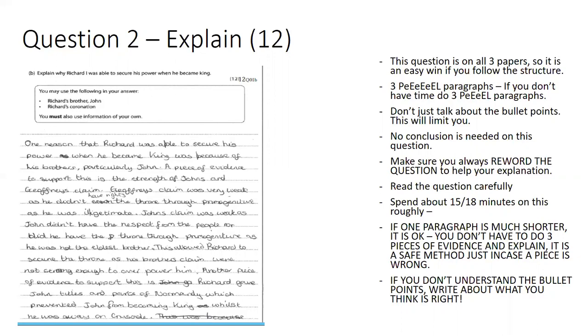Make sure that you're rewording the question to help your explanation, and don't do a conclusion in the explain question. So the question you've got here is a rough example of 1 paragraph of the 12 marker. If you see in the corner, this got 12 out of 12. One reason that Richard was able to secure his power when he became king was because of his brothers, particularly John. So first of all, this person has given a very clear point.